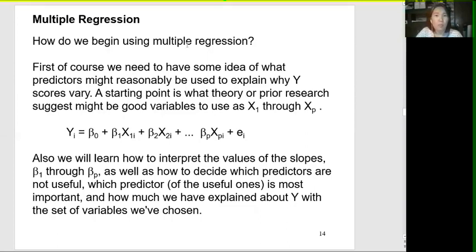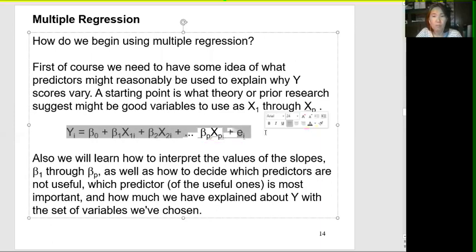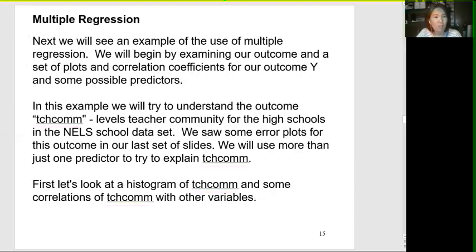All right, here, multiple regression. So this is the population model, okay? So beta 1 through beta p are the slope regression coefficients. Beta 0 is the y-intercept. Here, an example.